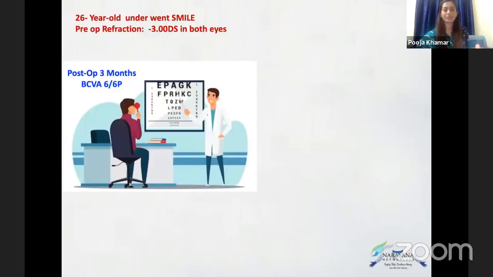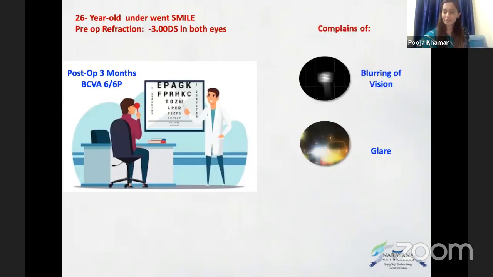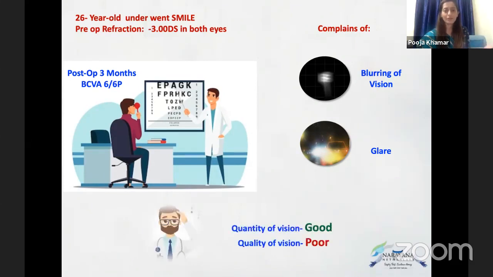What is the true picture here? This is a patient who underwent SMILE, no financial interest here, who complains post-operatively of blurring of vision and glare. But the quantity of vision, like you can see here, was 6/6 at 3 months. The quantity of vision is good, but why is the quality of vision poor? What is happening here? All the other dry eye evaluation and everything was within normal limits.